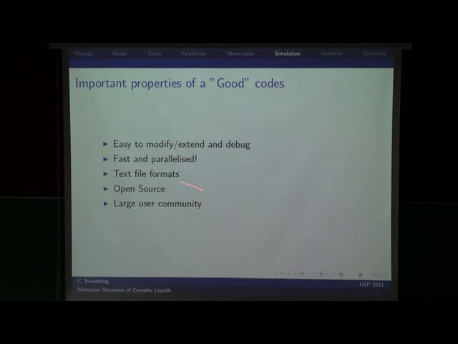Open source, I think, from a philosophical standpoint. If I contribute to a code, I want all of you to use my contribution too. So it has to be open source and not owned by some company. And if there's a large user community, it means there are a lot of people doing your work for you. There are a lot of people out there who have exactly the same problems as you, and who might already have implemented all the code to solve your problems. So having a large user community is always a good thing.